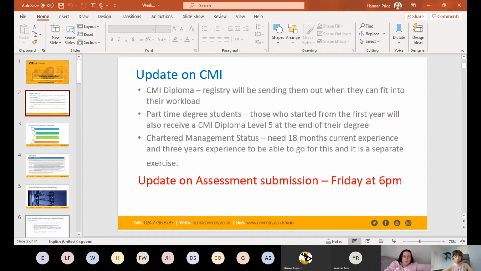So on Owler, we've got all the materials that you need in terms of the learning outcomes. I've also gone through Management Direct, that's the CMI resource, and looked for additional videos, fact sheets, things that will help you.